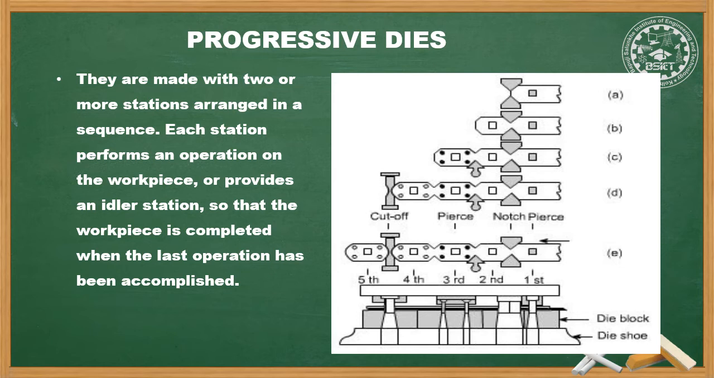The first stroke of the press, figure A, produces a square hole and two notches. These notches form the left end of the first piece.